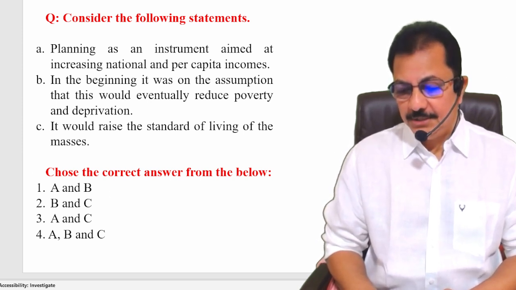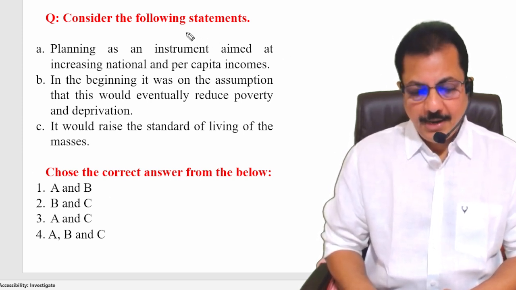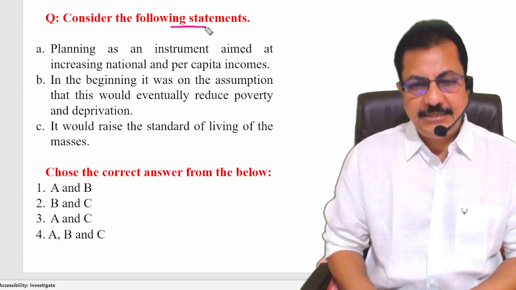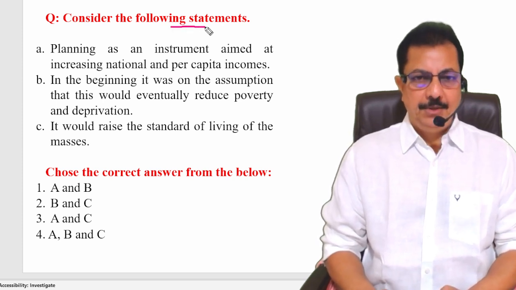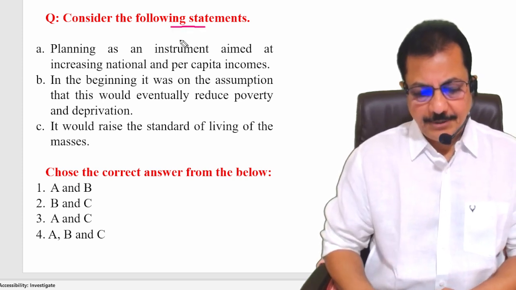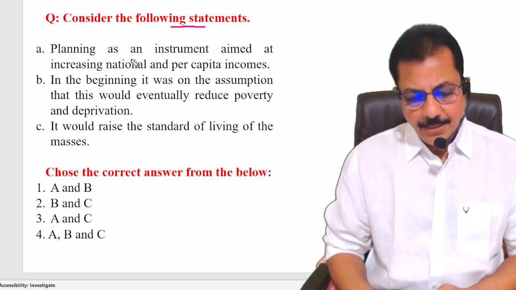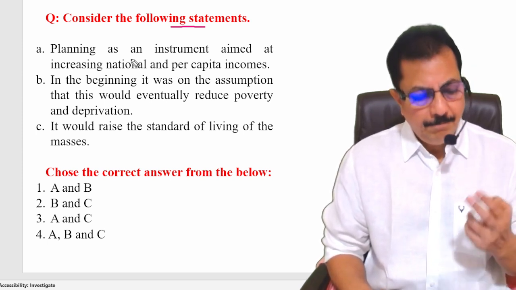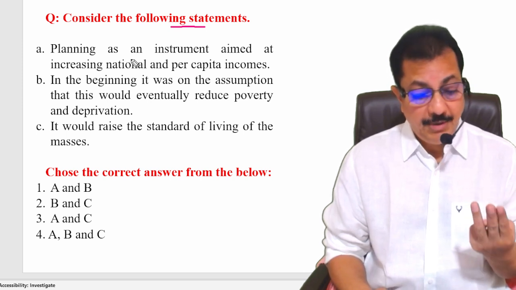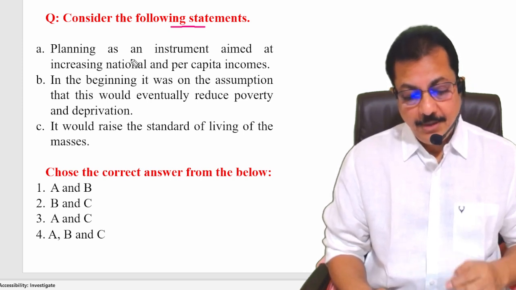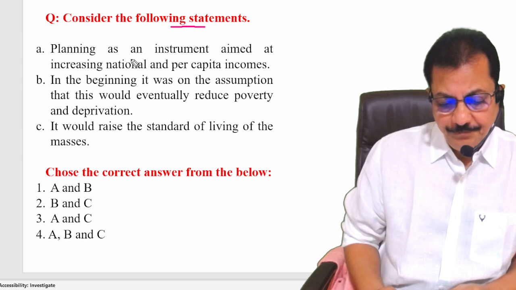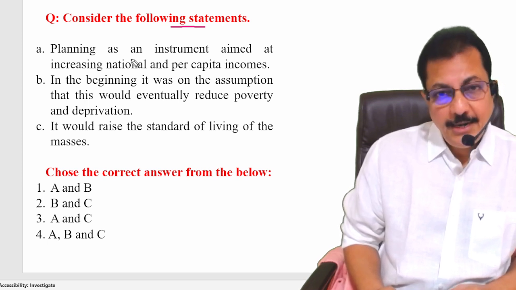Now read the question slowly and carefully, and you are asked to consider the following statements. Meaning, read the following statements. So 3 statements are given, right? Out of these 3, minimum 2 are correct, 3 may be correct. Clear? Can we have any chance here to avoid reading any statement?